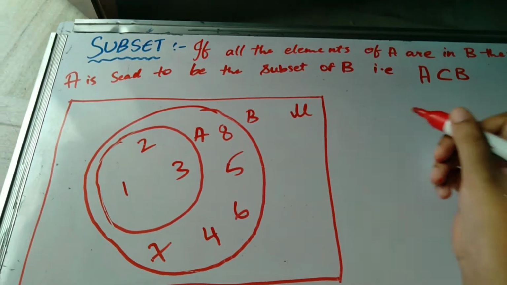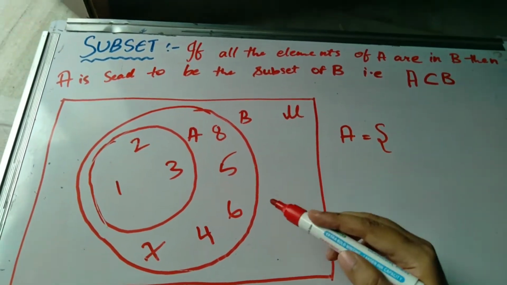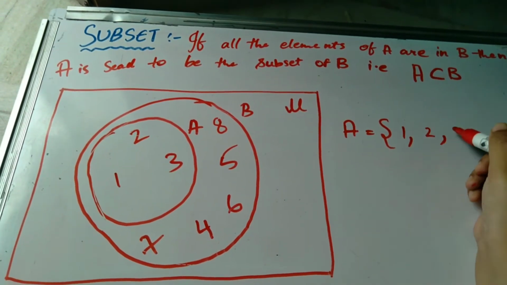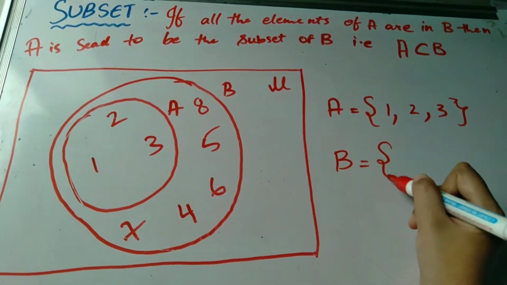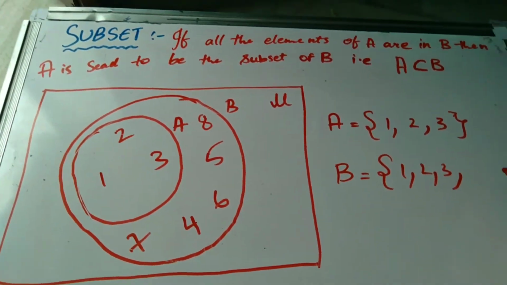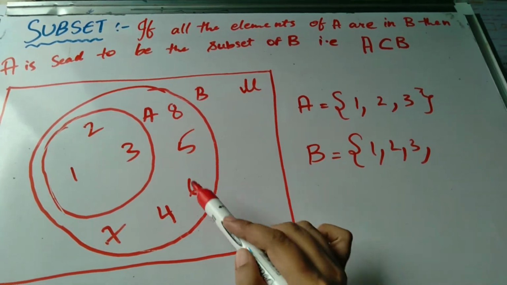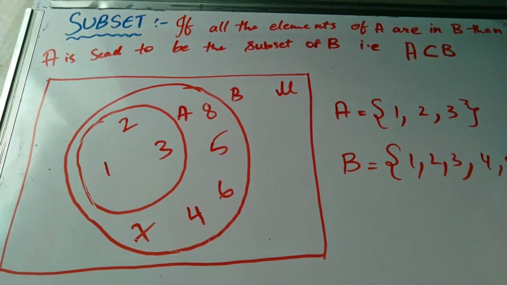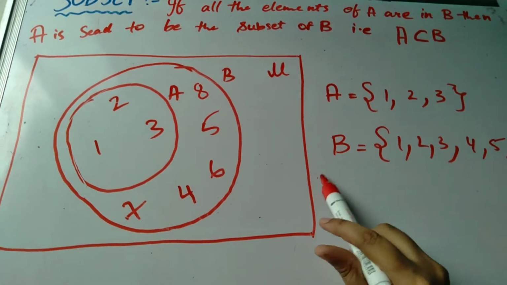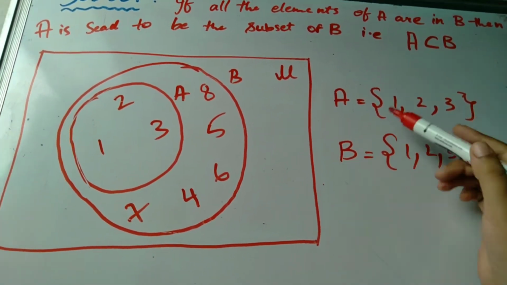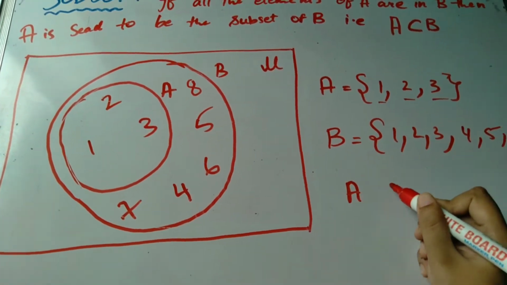I will write this in roster method. What is A here? A is 1, 2 and 3. And what are the elements in B? 1, 2, 3, 4, 5, 6, 7, 8. Why do we say A is a subset of B? Because all the elements of A are in B. So we say A is a subset of B.